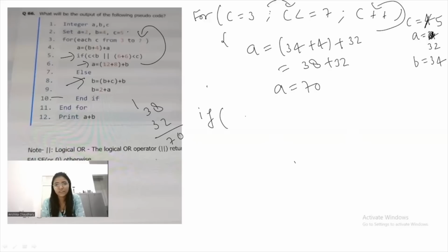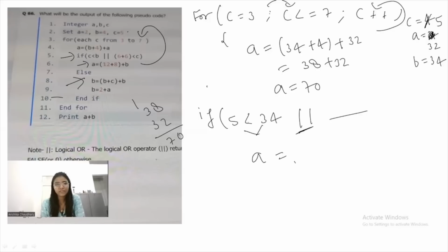And we will come here in the if part, we will check C is less than B. So C value was 5. 5 is less than B. B value is 34, right? Or something condition. And from here we can see that this condition is true. The whole condition will become true because this is the logical OR. So we need only one condition to be true to make the whole condition true.